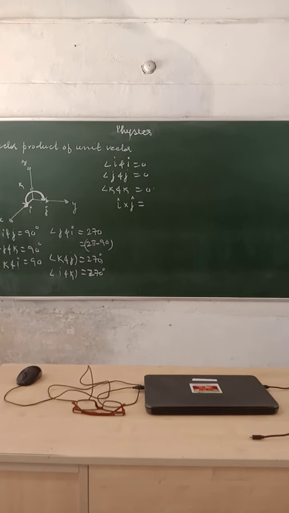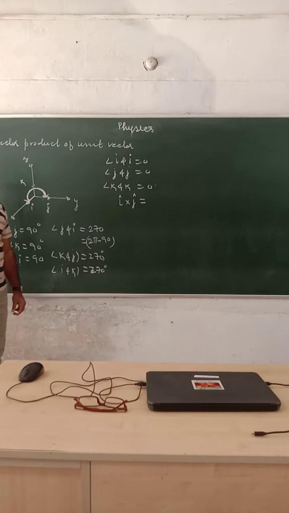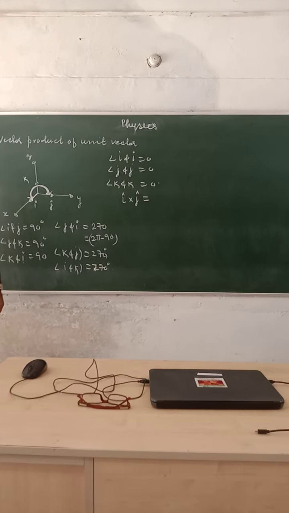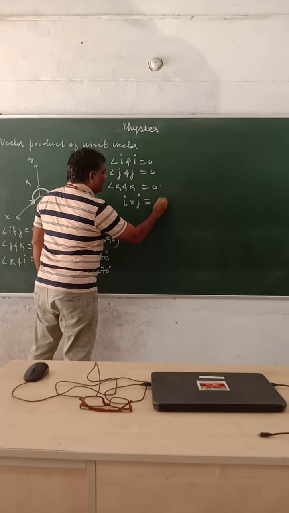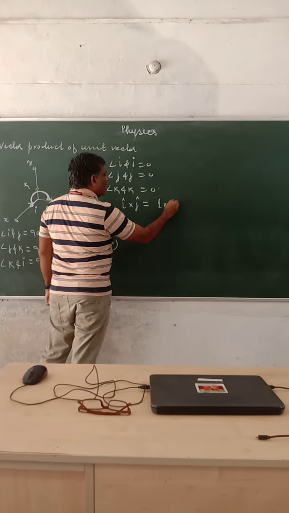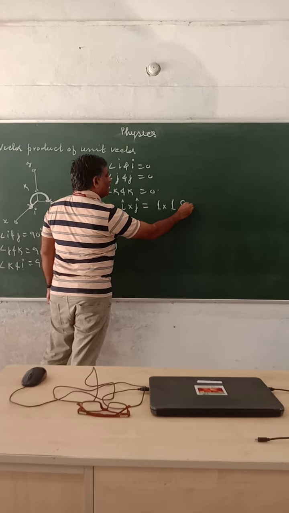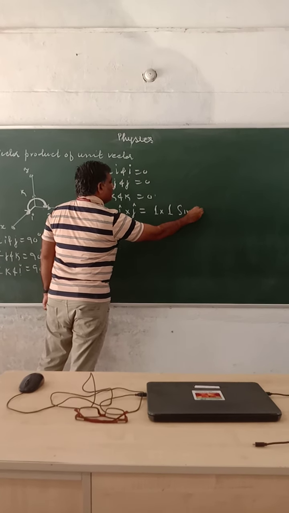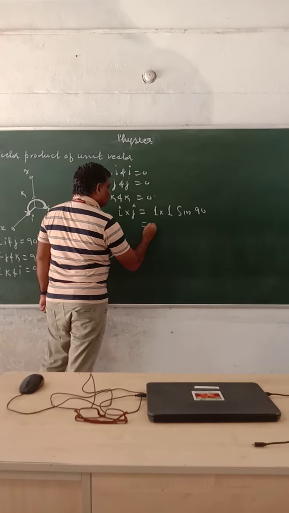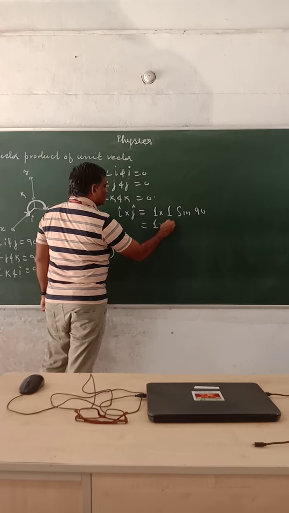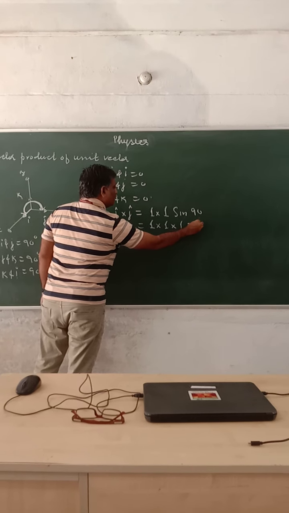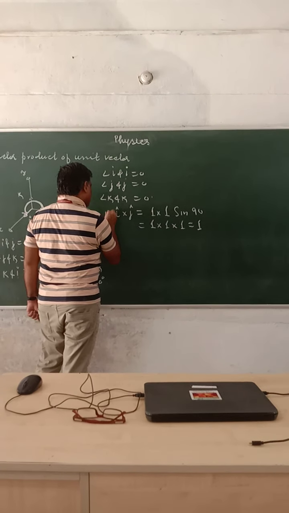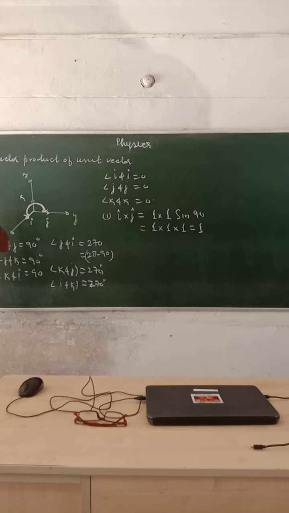Magnitude of i is 1 because unit vector's definition itself suggests that it's a vector of unit magnitude. So magnitude of i is 1. Again magnitude of j is 1. And then sine of the angle between them, 90. So i cross j magnitude is equal to 1.